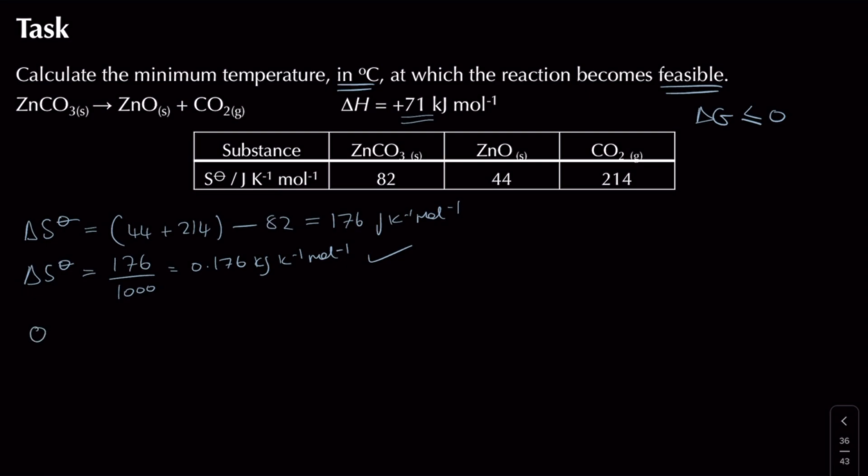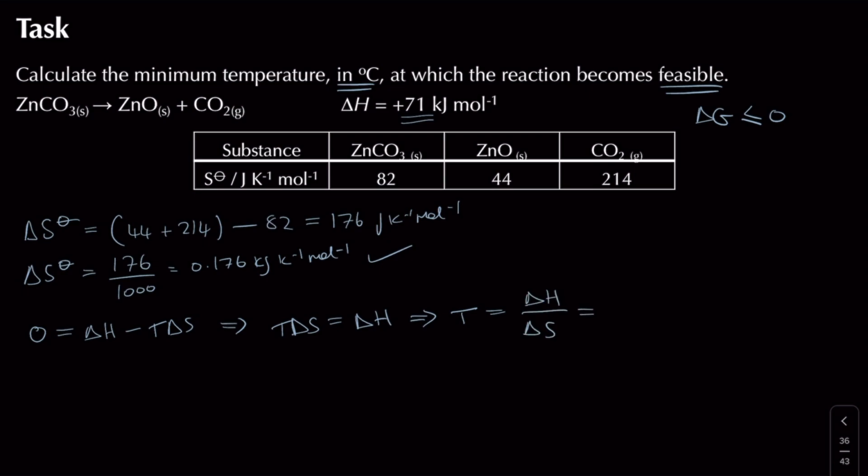So let's say delta G is equal to 0, that's going to be equal to delta H minus T delta S. To rearrange that, I'm going to add T delta S to either side, so I end up with T delta S being equal to delta H itself, and then I'm going to divide both sides by delta S, so I end up with temperature being equal to delta H divided by delta S itself.